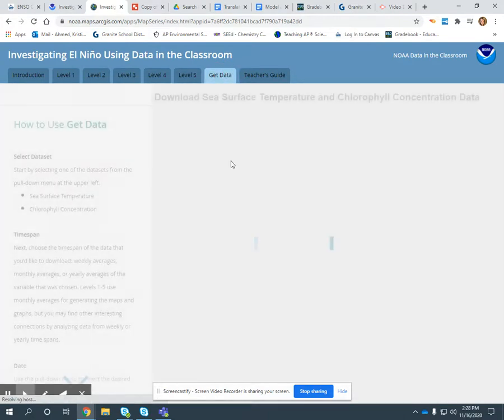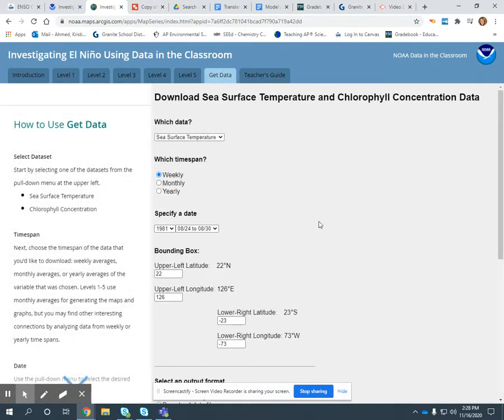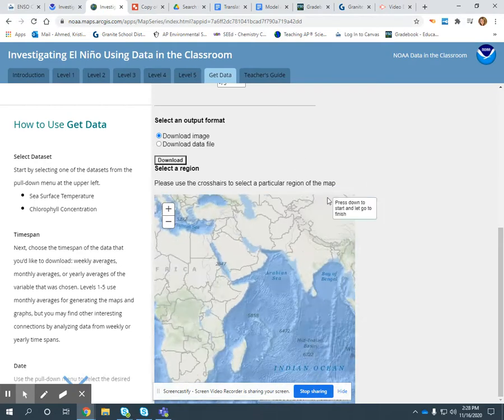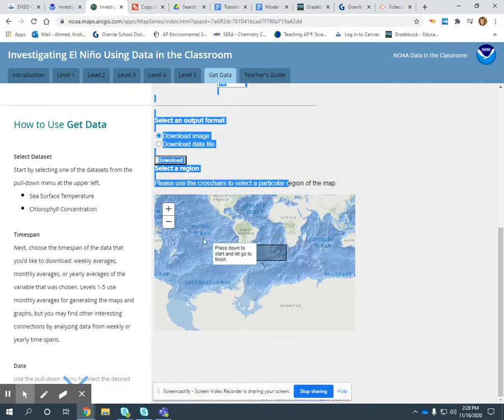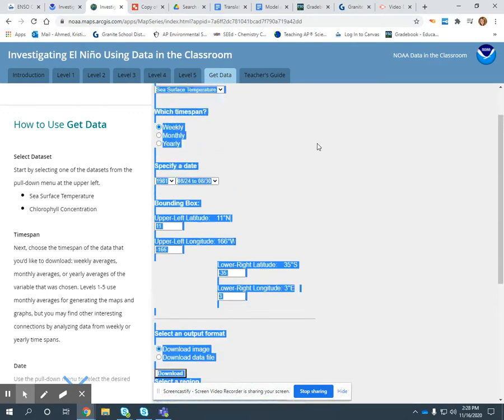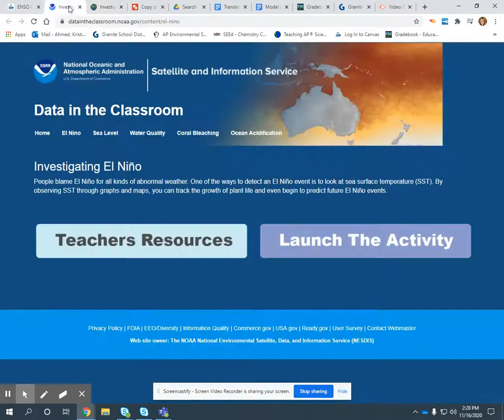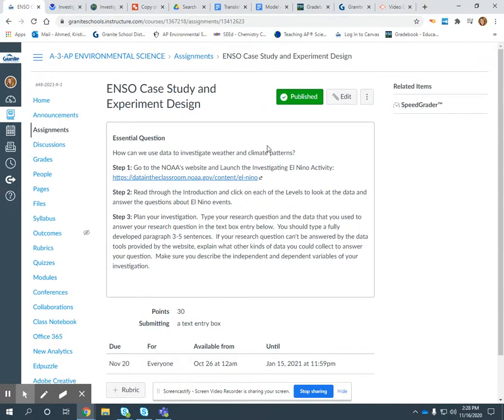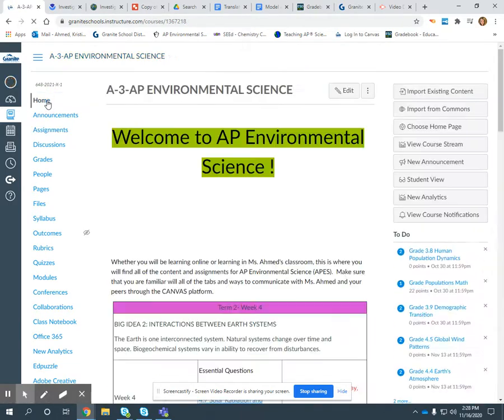So you can use these tools to get the data, or if you collect different types of data, then you can describe other types of data that you would need, okay? So you can use these tools on the website, or you can describe other types of data that you would need to complete your investigation. Again, what you're submitting here is a fully developed paragraph with your plan and the types of data that you would gather, okay? So that is the second experiment design assignment that you guys are submitting this week on Canvas, okay?